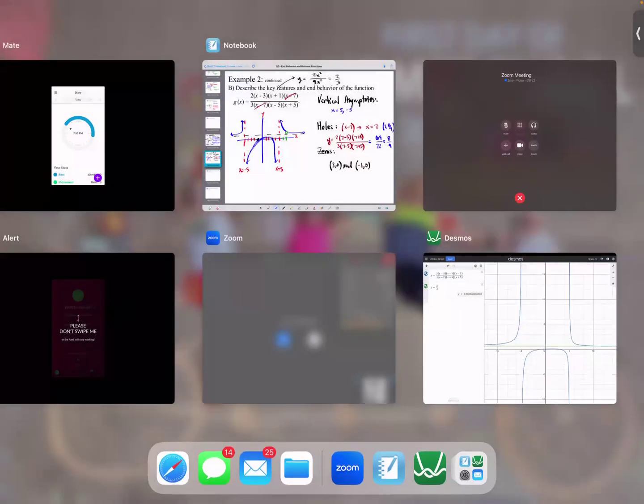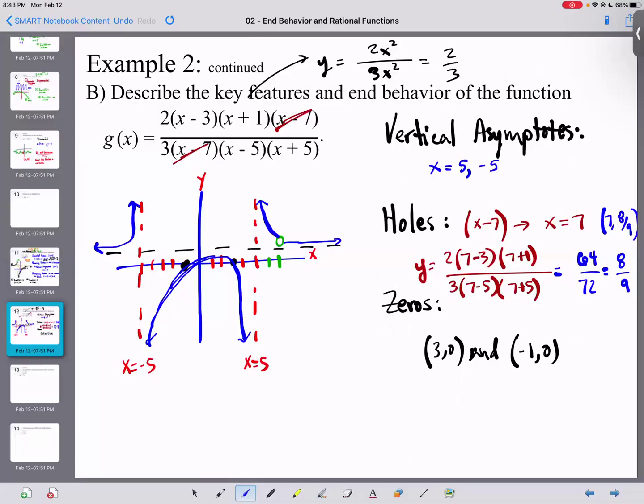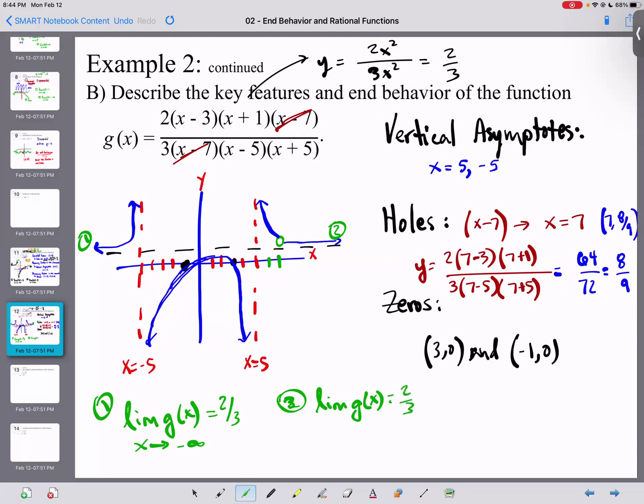So we can now fit in our limits here. The two limits on this particular rational function would be coming from this part of the graph and this part of the graph. So as I go to the left, this function approaches 2/3. And as I go to the right, the function also approaches 2/3. That's how you'd write the end behavior of those rational functions.